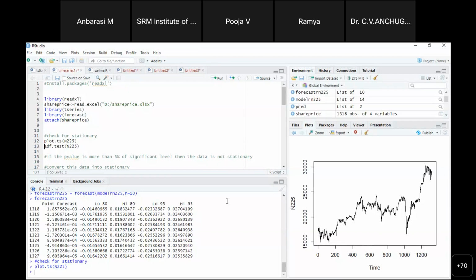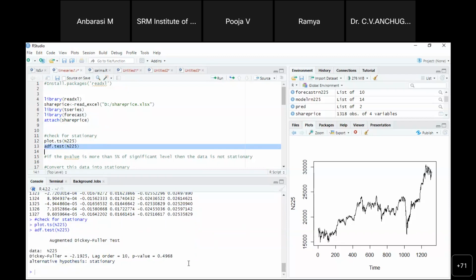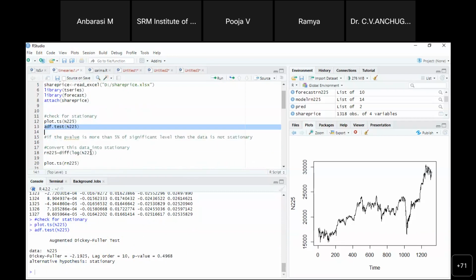Okay, so what we have to do, using the ADF test function, we will try to convert the given data into stationary. The ADF test will tell you the p-value. If you see 0.4968, you have it. If the p-value is above 0.1, that means the given data is not stationary.